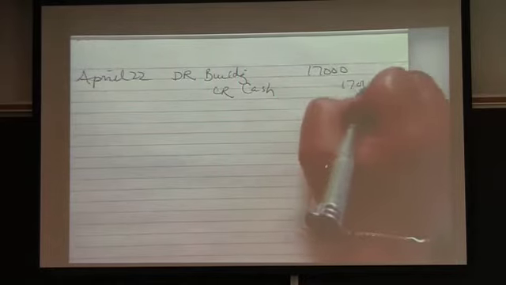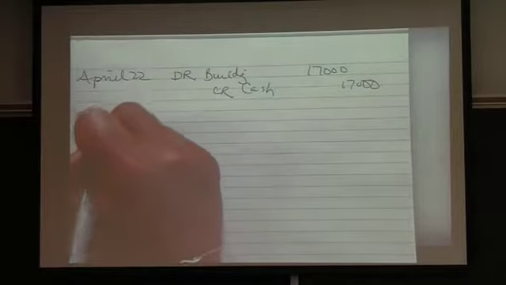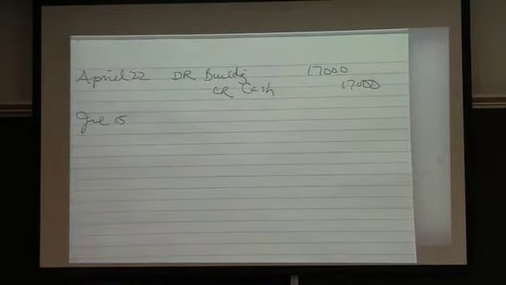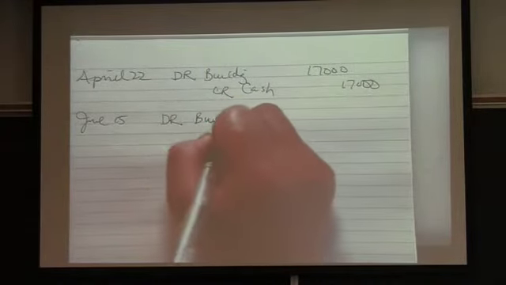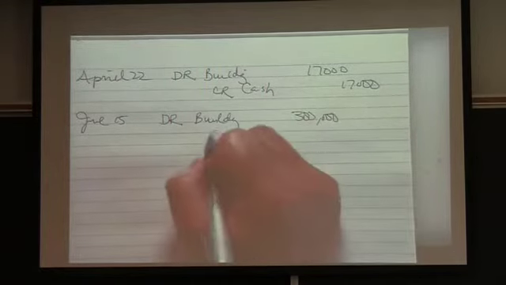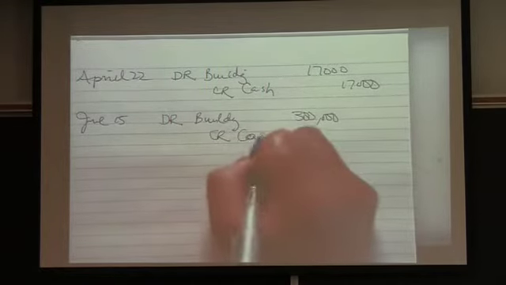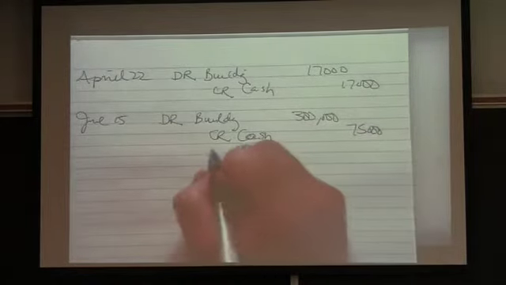On June 15th, we received a bill from the contractor for half of the cost of the building. We paid them $300,000. So we definitely need to record a debit to the building because it's part of the construction cost. Now we paid $75,000 cash, and the rest is a notes payable.